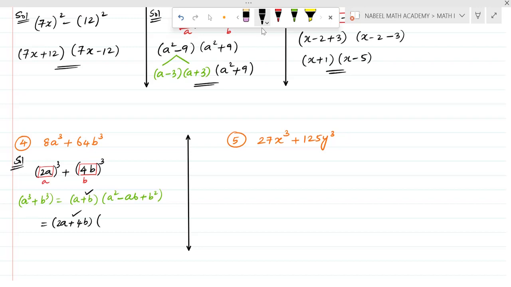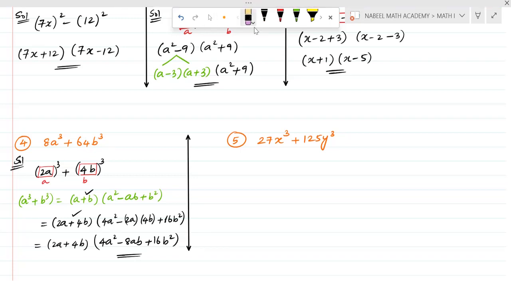Now the next one, a square, it is 4a square, minus multiply a and b. So you will have what? 2a into 4b. The last part is 4b square, which is 16b square. Now the next step, I will simplify. So here you will get 4a square minus 8ab plus 16b square. That's it. And here I will use a different one, I can use the minus, so that it will be a different problem.